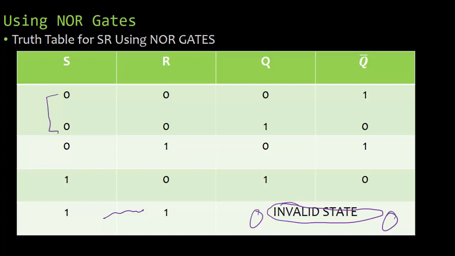This is not two different rows here, this is the same row. And remember, we said there are two different starting states. When S and R are both 0, the value of Q and not Q do not change. So this actually counts as one row. When we have R set to 1 because it's active high, it should reset the latch, meaning Q becomes 0, not Q becomes 1. When S is 1 and R is 0, we are setting the latch, which means Q becomes 1, not Q becomes 0. When both of them are active high, we have what's called an invalid state.